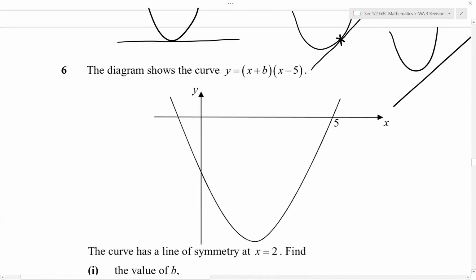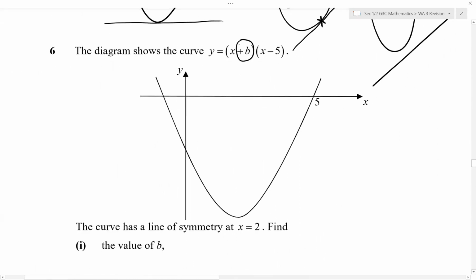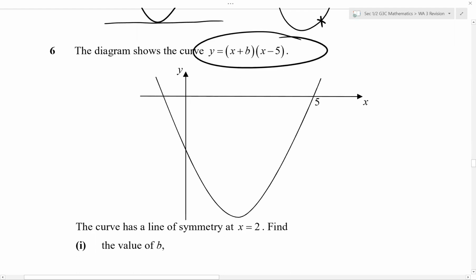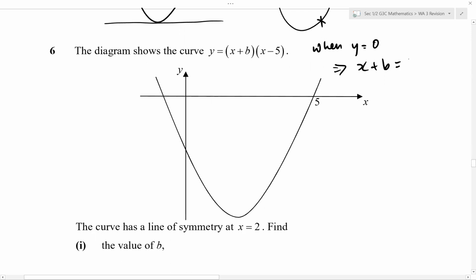Okay, next one, question 6. So we have a curve y equals x plus b. They didn't tell you the value of b. And they also tell you the next part, x minus 5. The thing about a quadratic equation in this format is that you can tell the x-intercepts very easily. When y equals 0, you want to find the x-intercepts, you end up with x plus b equals 0 or x minus 5 equals 0. Now these two will give you a solution of x equals negative b or x equals 5.